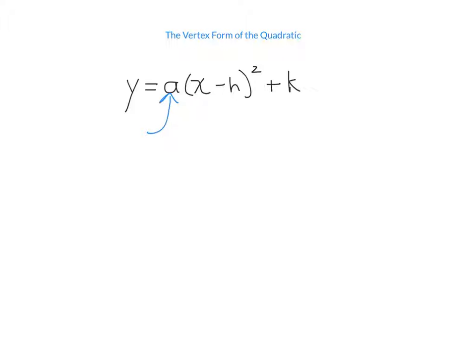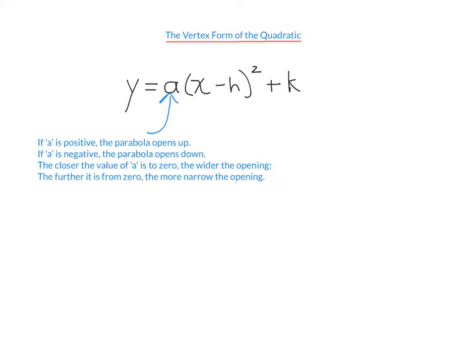So take a moment and we're going to summarize that part here. We also know that the closer the value of a is to 0, the wider the opening is going to be, and the further it is from 0, like a -10 or a +10, the more narrow the opening will be. So keep those things in mind.